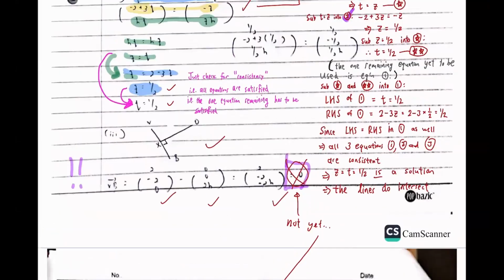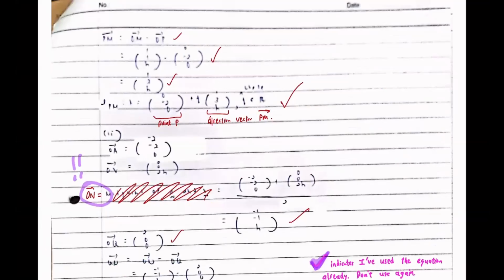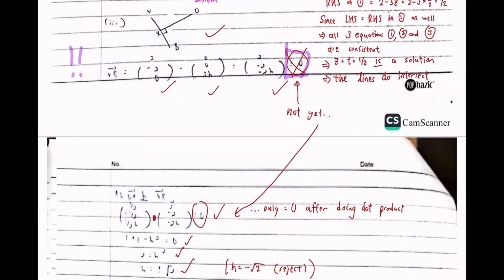Then for part 3, what question are we at now? We are still on question 14. Oh my goodness, I need to go faster. Question 14, part 3. Nothing much. Just over here, vector VB, you wrote down OB minus OV, that's correct. You simplify that, that's correct. But then you write down equal to 0, that's not correct. You shouldn't write down equal 0 so quickly. It should be the dot product that's equal to 0. This one is not 0 yet. Only equal to 0 after the dot product.